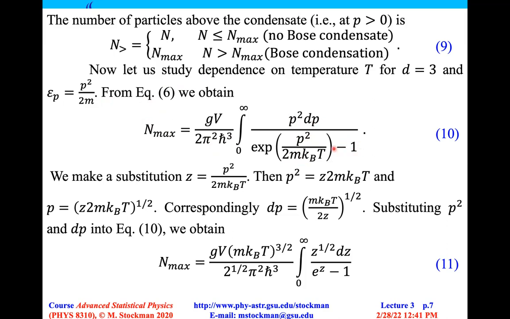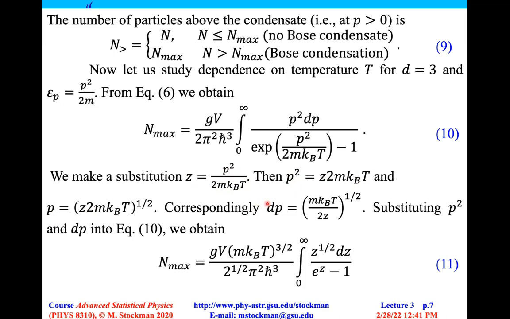And minus 1, of course, is the telltale sign of bosons. And you know how we should treat these integrals. There's only one transcendental function. Its argument should be called a new variable. So I introduce the variable z, which is p squared over 2m kBT. From this, p squared is z multiplied by 2m kBT. And I will find p from this. It's the square root of it.